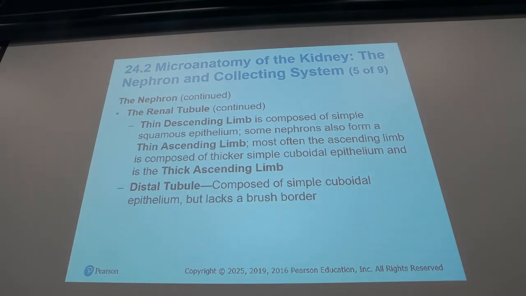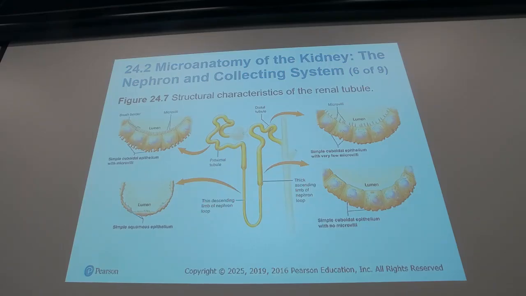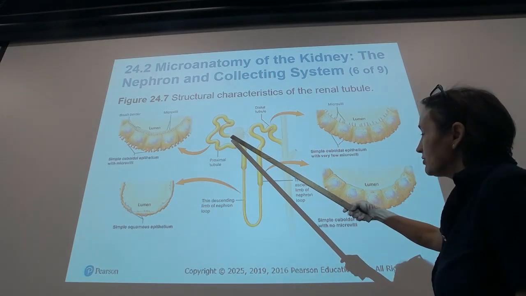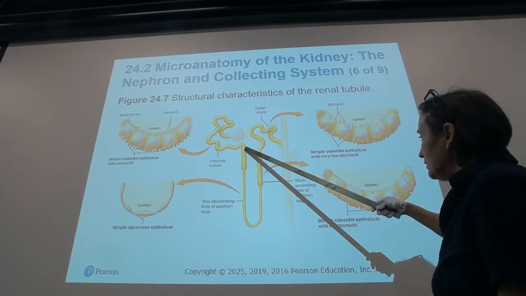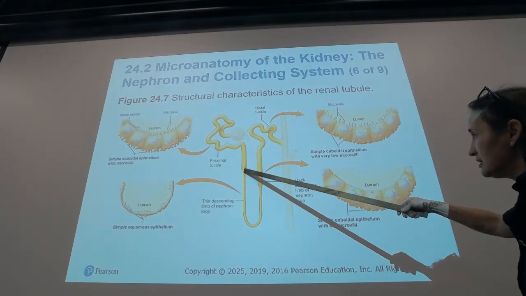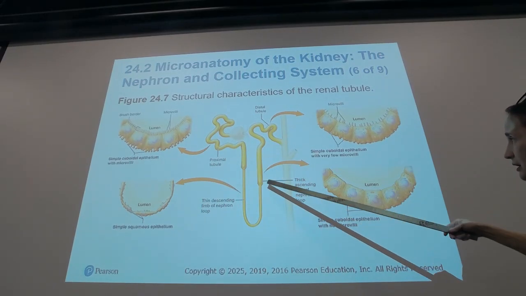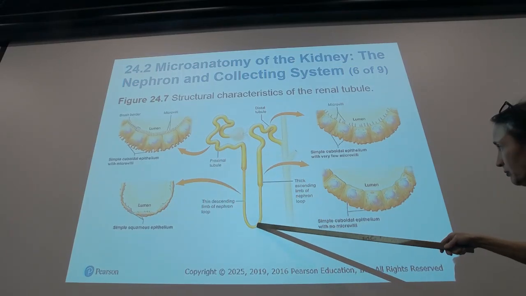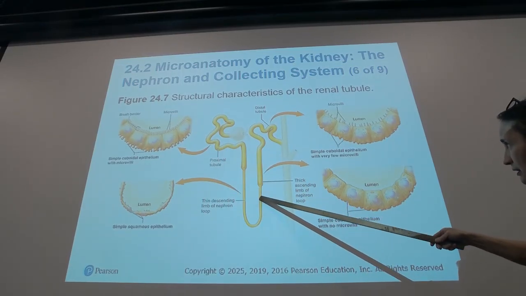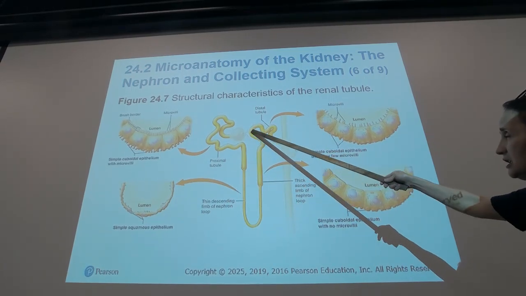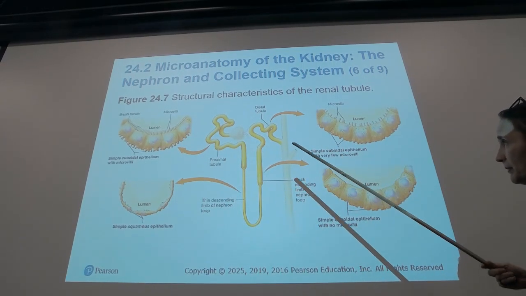And then for the structural differences, here we have different regions of these tubules. This is a PCT. This is the descending limb. This is the thin descending limb. This is the loop. This is the thin ascending limb. This is the thick ascending limb. And this is the DCT, or distal convoluted tubule.